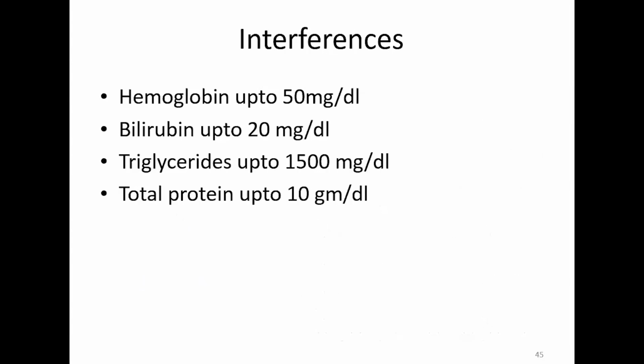We are finding certain interferences whenever the hemoglobin level goes beyond 50 milligrams per deciliter. High bilirubin samples, especially in neonates, where the bilirubin level goes beyond 20 milligrams per deciliter. Hypertriglyceridemia, more than 1500 milligrams per deciliter. Total protein more than 10 grams per dL. Then it interferes with the study.